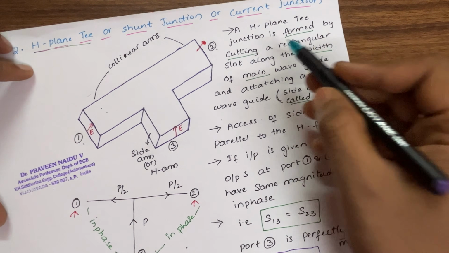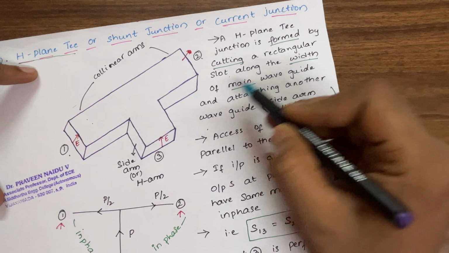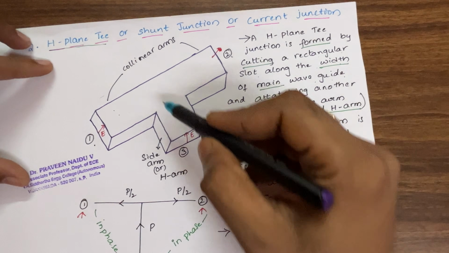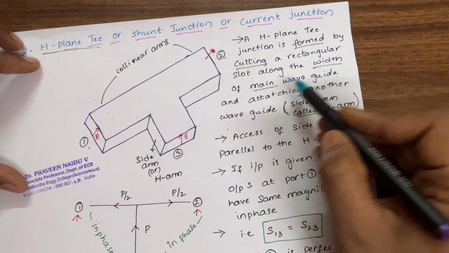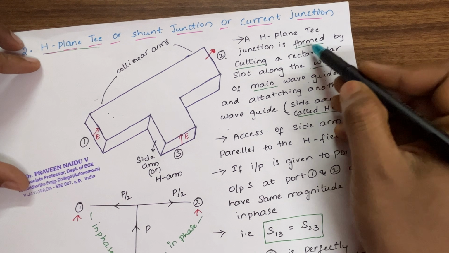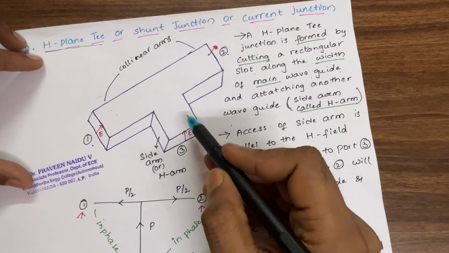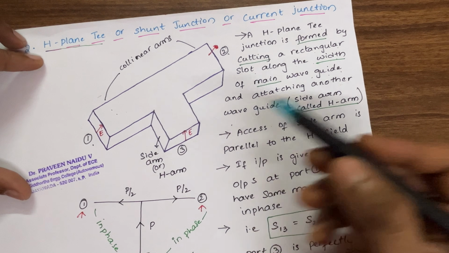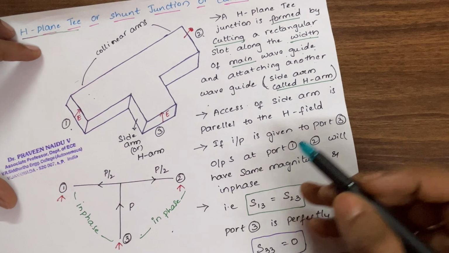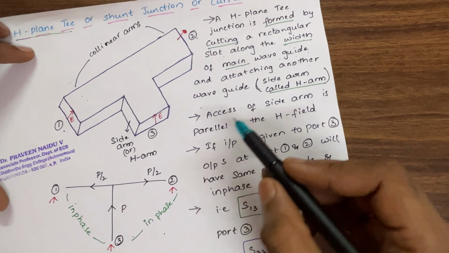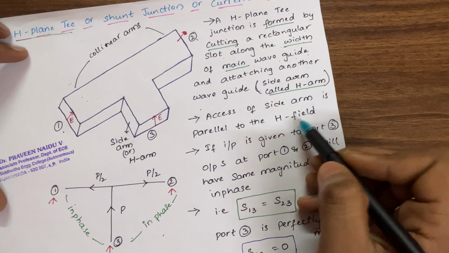An H-plane T junction is formed by cutting a rectangular slot along the width of the main waveguide. In this figure, this is the main waveguide. Along the width of the main waveguide, if you cut a rectangular slot and attach another waveguide, that means attaching this particular side arm, then this H-plane T will be formed. In this particular H-plane T, the axis of the side arm is parallel to the magnetic field, that is the H field.